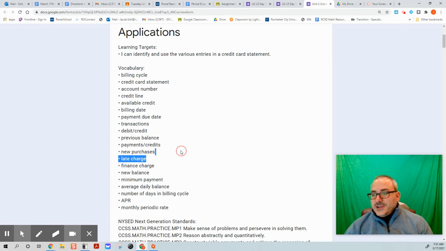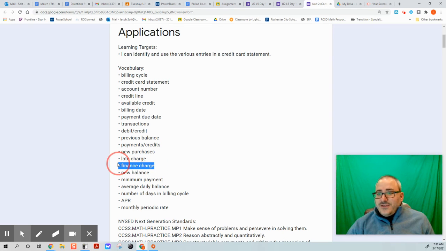New purchases is basically if you add up all the purchases you made in a given month, that would be equal to the new purchases. Late charge. If you fail to pay that minimum payment, which we'll talk about in a second, you will be assessed a late charge. If they don't receive their payment by the payment due date, they'll tack on a late charge. They'll also often increase your APR and interest rate as well.